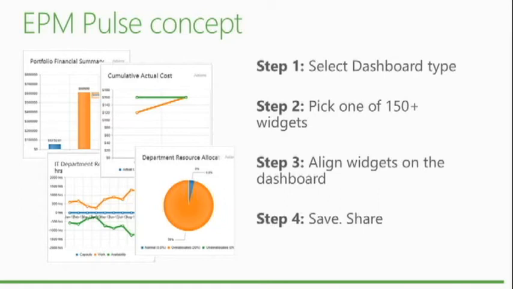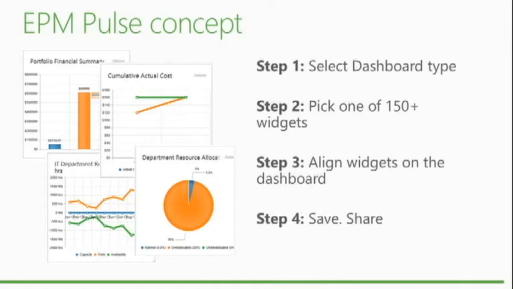The major concept of the EPM Pulse is that we use widgets. One widget is a specific chart. It can be a bar chart, an S-curve, a pie chart, a histogram. We support about 15 types of data visualizations that you can use for displaying the data. And it's really four simple steps to create a dashboard.